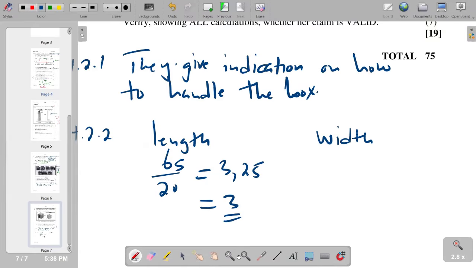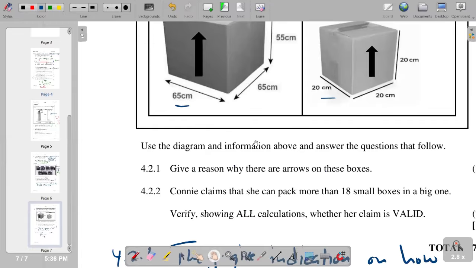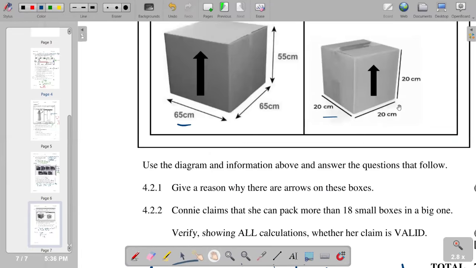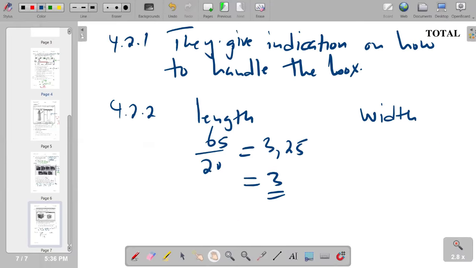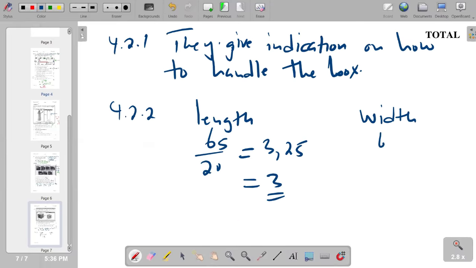So for the width again, we see that the width of the bigger box is also 65, and then we put 20 for the small box. 65 divided by 20. So we have 65 divided by 20, and you're going to get your answer as 3.25 again, which will give us again 3. And then we now have the height.